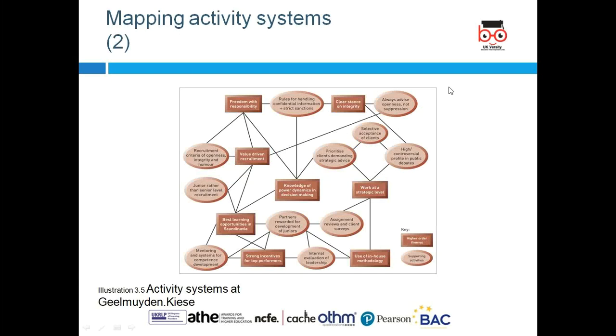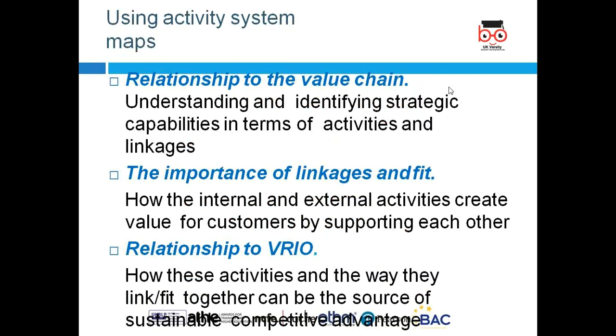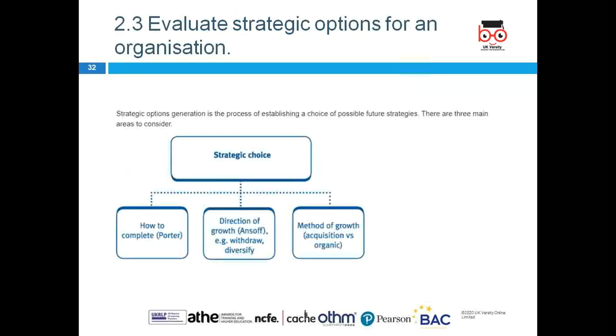So this is the mapping of connected activities, a system also developed by the author, and you look around there is a network. Okay, using the activity map system, the relationship to the value chain, the importance of linkage and fit, and the relationship to the VRIO value, all this we discussed in the previous slides. So any questions, anyone? Okay, next we have 2.3, evaluate strategic options for an organization.